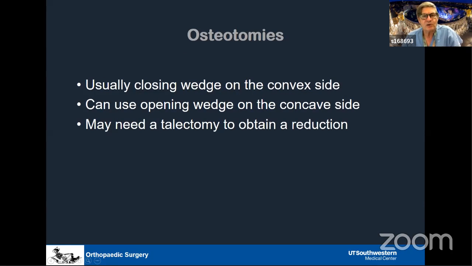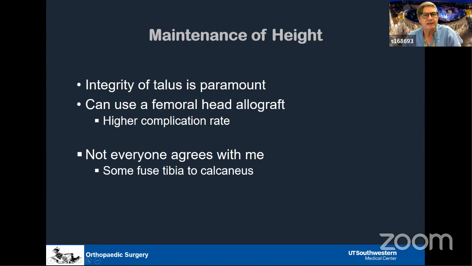Osteotomies are usually closing wedge, and the reason is when you reduce them, it'll be on the non-tension side. You can use an opening wedge on the concave side if you want, and you may need a talectomy to do reduction. So again, you want to think about if you shorten it, it's much easier to get bone apposition. Lengthening osteotomy, such as an opening wedge, actually can increase the risk of non-union, just like anywhere else that we do an osteotomy. The maintenance of height, I think, in my opinion, integrity of the talus is important.